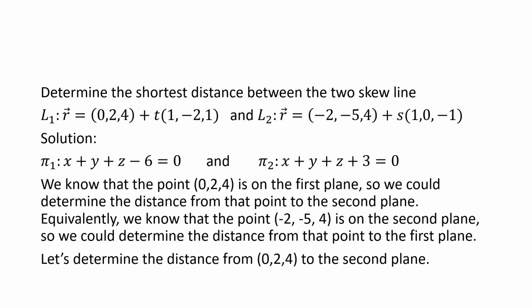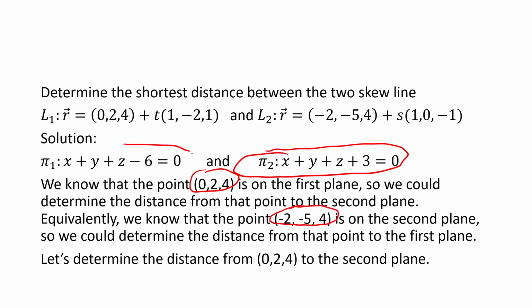Well, we know (0, 2, 4) is a point on the first plane already. And equivalently, for what it's worth, we know (-2, -5, 4) is on the second plane. So really all we need to do is find out how far the point (0, 2, 4) is from the plane x + y + z + 3 = 0. Or equivalently, how far is the point (-2, -5, 4) from the plane x + y + z - 6 = 0. Either one is sufficient to get the job done.